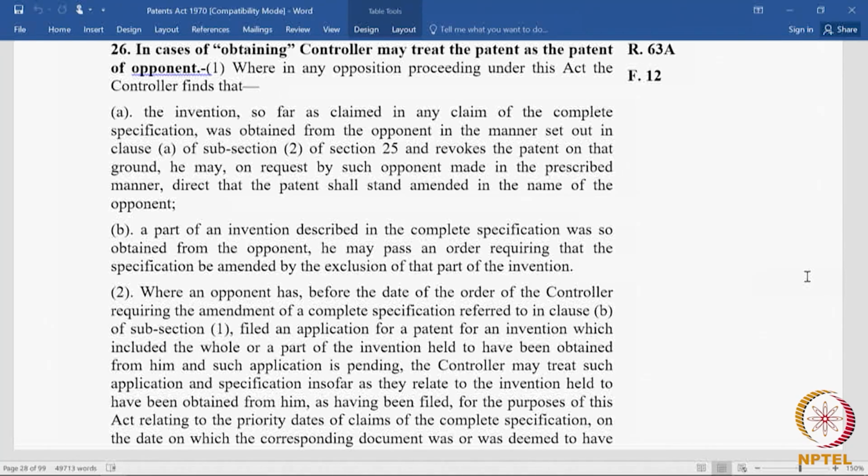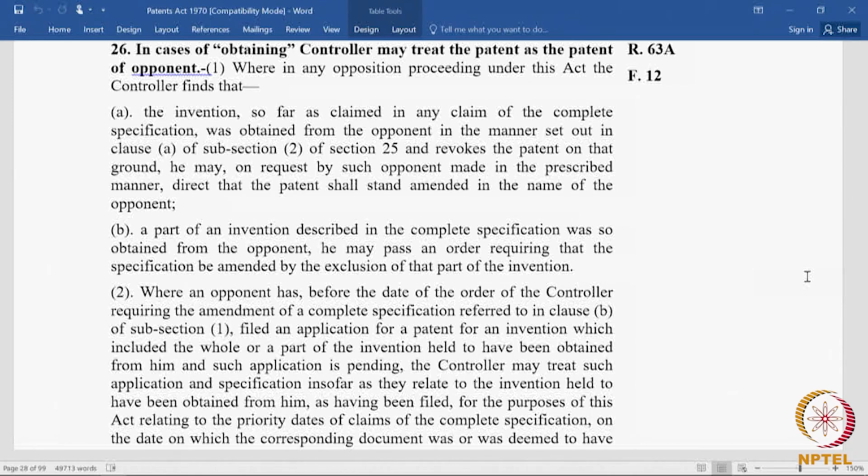So, wrongful obtainment, as I said, is not a substantive ground. It is not based on the merit of the patent. The fact that the patentee did something wrong, he claimed an invention that did not belong to him, the controller can revoke it. So, it is not based on the substantive merit, it is based on the conduct of the patentee. The fact that he filed an application which he was not entitled to is a ground for revocation. So, the controller has the power to revoke.